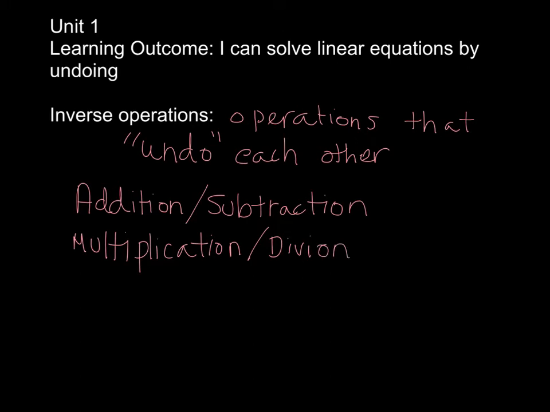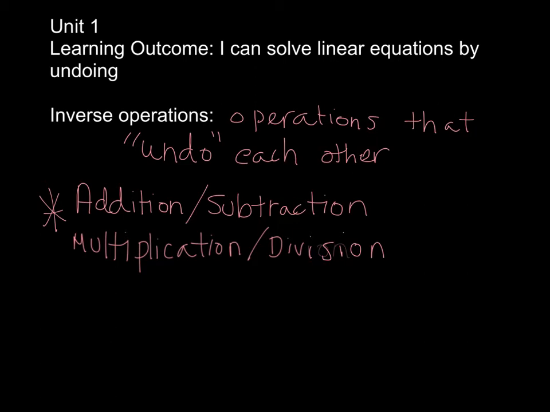Okay, multiplication and division. And then if for some reason we had a square root and a square, they would undo each other. But we're not going to really focus on those. So these are the ones that we are going to focus on. And we're going to look at a couple quick examples that involve that.